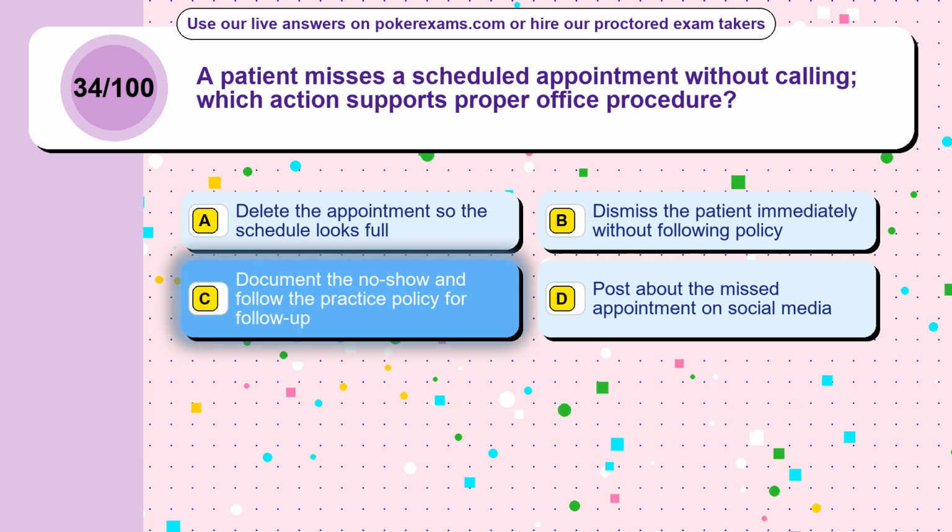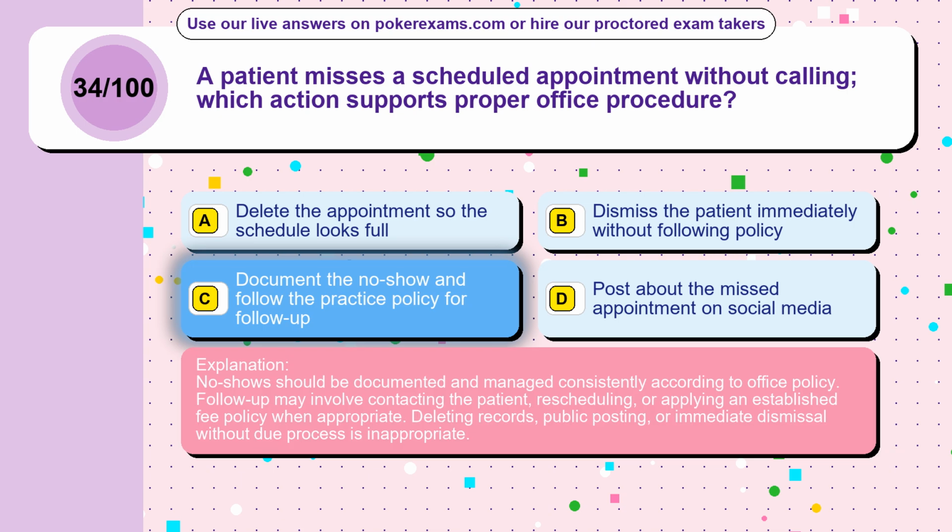The correct answer is option C. Document the no-show and follow the practice policy for follow-up. No-shows should be documented and managed consistently according to office policy. Follow-up may involve contacting the patient, rescheduling, or applying an established fee policy when appropriate. Deleting records, public posting, or immediate dismissal without due process is inappropriate.